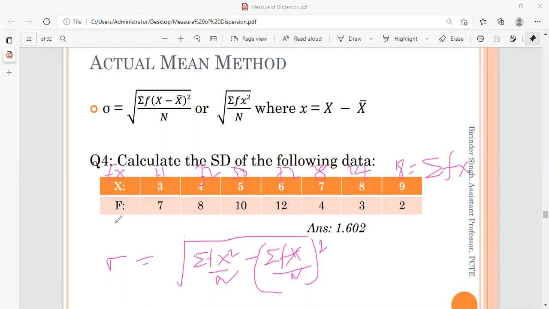And here you compute x square of all the figures: 3 squared is 9, then 4 squared, 16, 5 squared, 25, right? And 36, 49, and 64, and 81. And again, you have to multiply these squared values by f, and that will be fx square. Okay, just let me erase this.